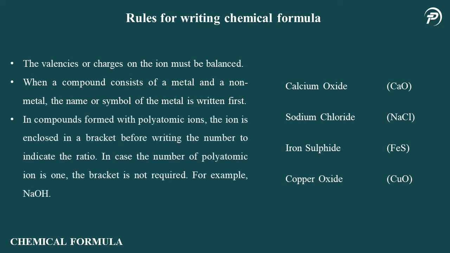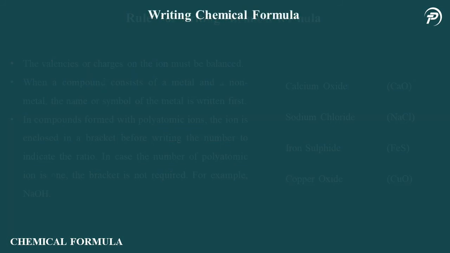In compounds formed with polyatomic ions, the ion is enclosed in a bracket before writing the number to indicate the ratio. In case the number of polyatomic ions is 1, the bracket is not required. For example, NaOH. While writing the chemical formula of compounds, we write the constituent elements and their valencies first. Then we cross over the valencies of the combining elements.